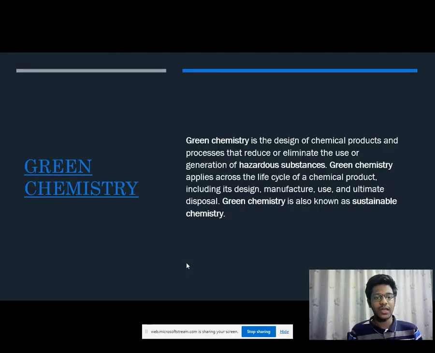So what exactly is green chemistry? Green chemistry is the design of chemical products and processes that reduce or eliminate the use or generation of hazardous substances. Green chemistry applies across the life cycle of a chemical product, including its design, manufacture, use and ultimate disposal. Disposal is a major problem on planet Earth nowadays. Green chemistry is also known as sustainable chemistry.